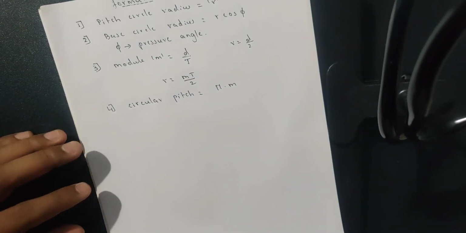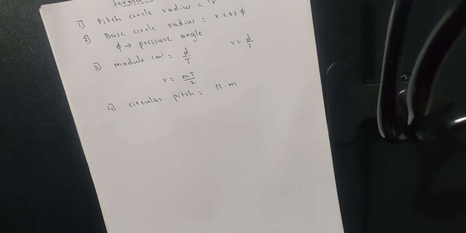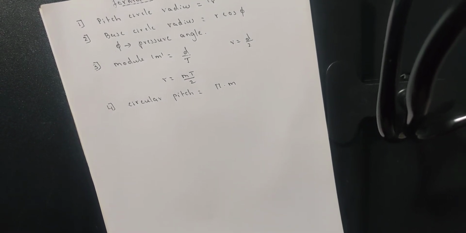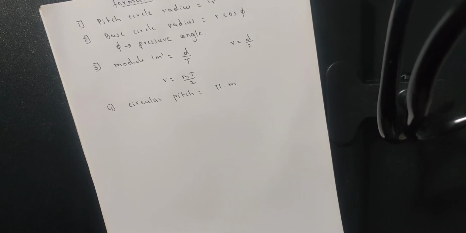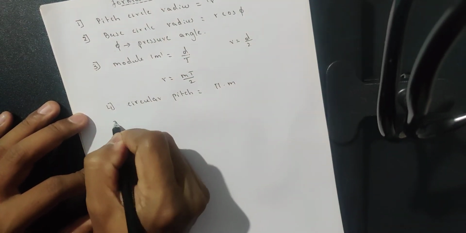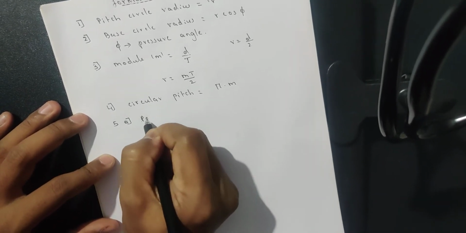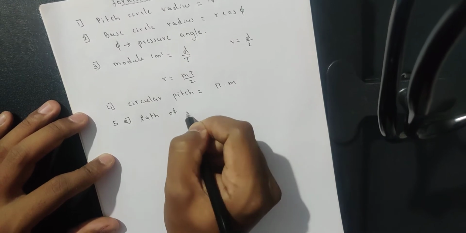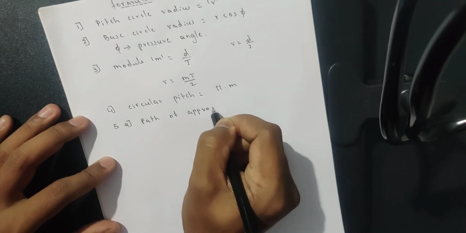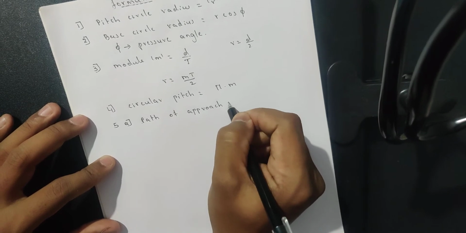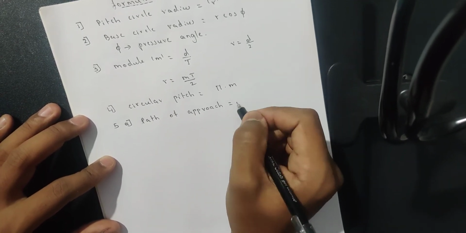Next we'll be talking about three parameters. One is called path of approach, one is called path of recess, and one more is called length of path of contact. These are the three important formulas which we will be studying. First we'll be seeing path of approach, and we can remember this formula.